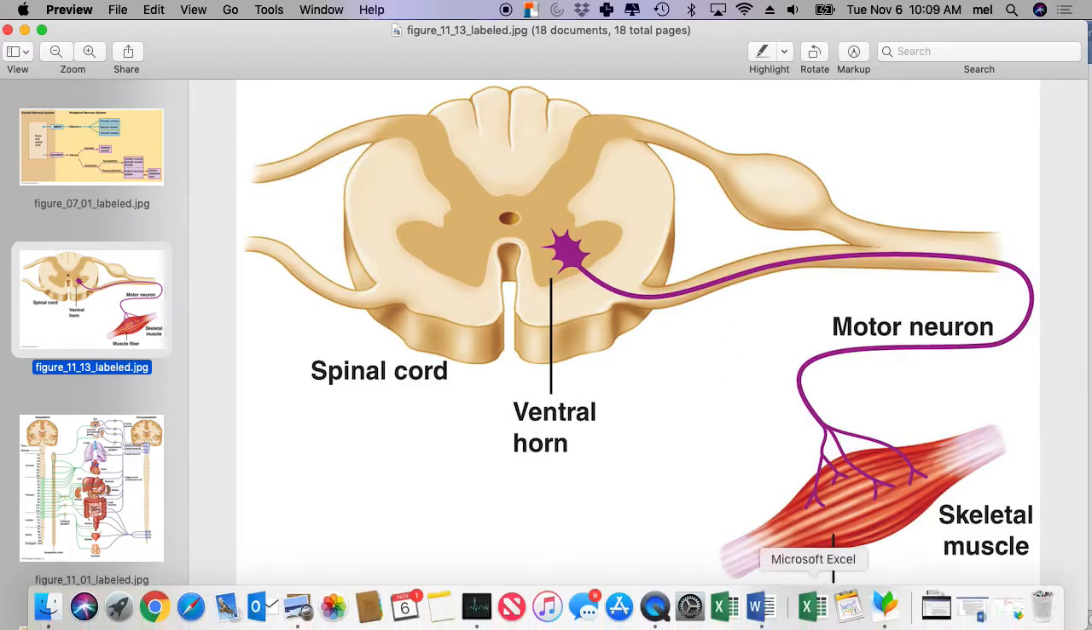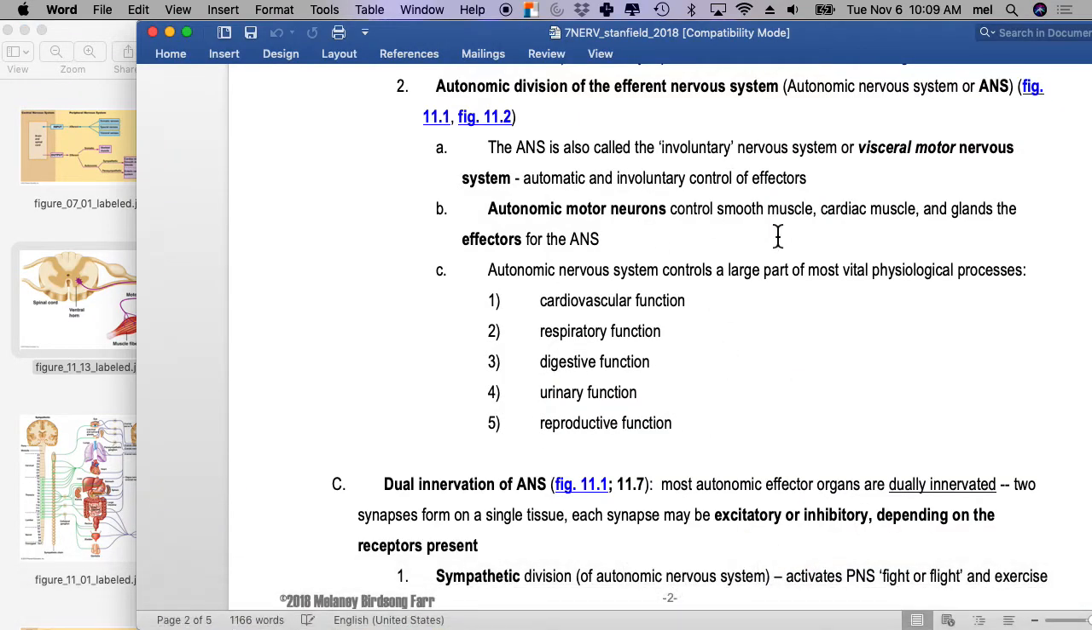So that's what we're going to see next. The autonomic nervous system is also called the involuntary nervous system or visceral motor nervous system. And they are always going to go to the same three effectors. What are the three effectors for the autonomic nervous system? Cardiac muscle, smooth muscle, and gland.